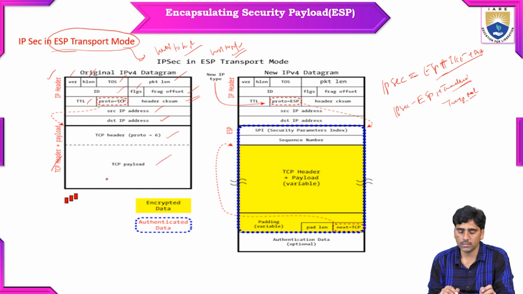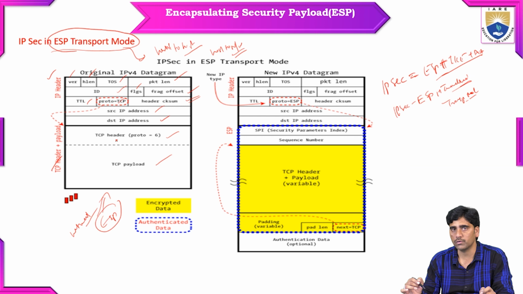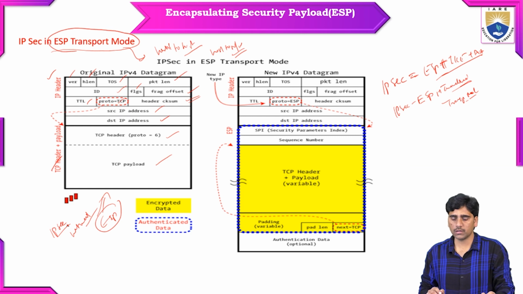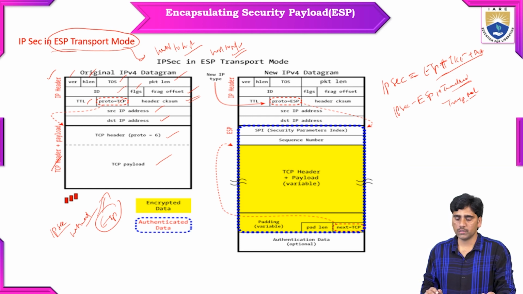Now this is without the ESP header. This is only the transport mode of IP secure. But when it comes to ESP, IP secure and ESP with the IP, which indicates both the IP header as well as the ESP header.